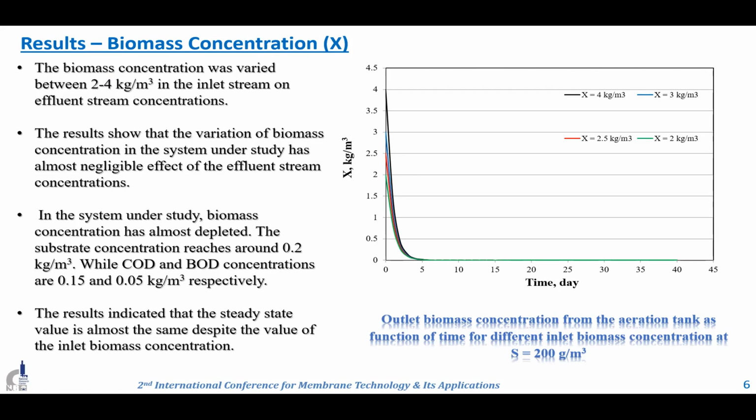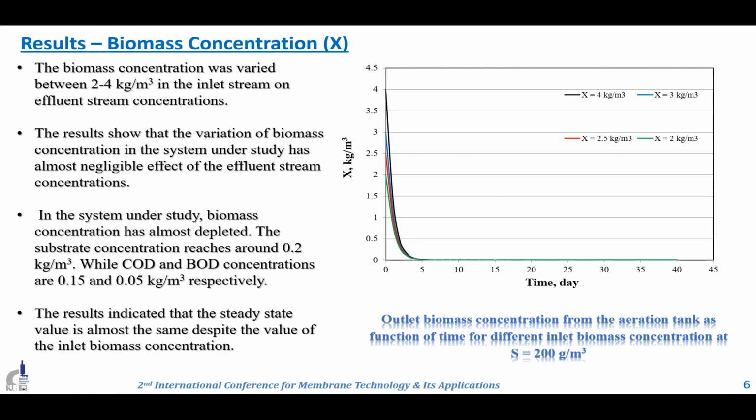And there were two main parameters that need to be studied. The first one is the biomass concentration, and the second one is the substrate concentration. And this is where I will focus on my results section. So first, as you can see from the graph here, how the biomass concentration changes with time. We have varied the biomass concentration in the inlet or the feed for the system from 2 to 4 kilogram per meter cube.